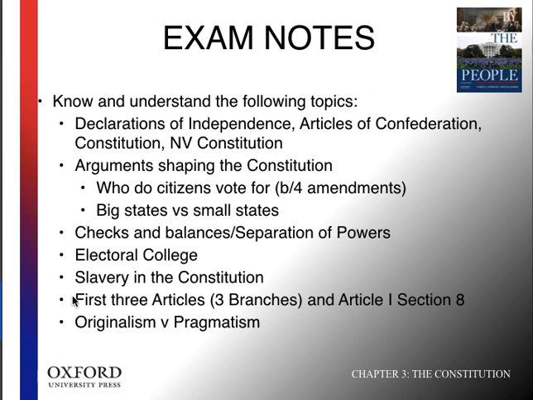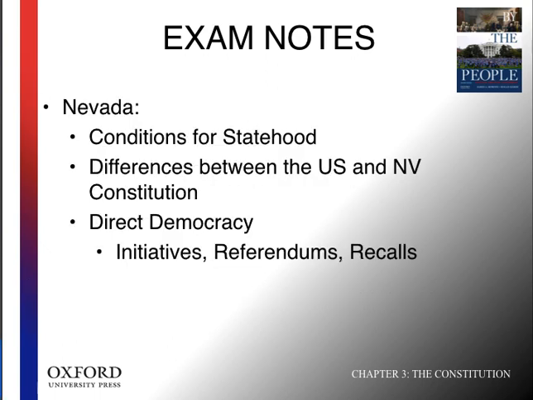You should know the first three articles are about the three branches of government, and you should also know what's in Article 1, Section 8, and understand the terminology of originalism and pragmatism. Then for Nevada, you should know the three conditions for statehood, the differences between the US and Nevada Constitution. There's many differences and similarities. And then you should know about these three forms of direct democracy.